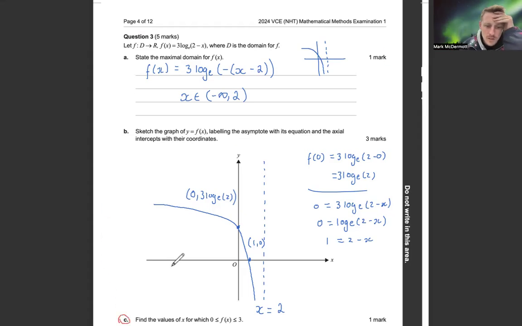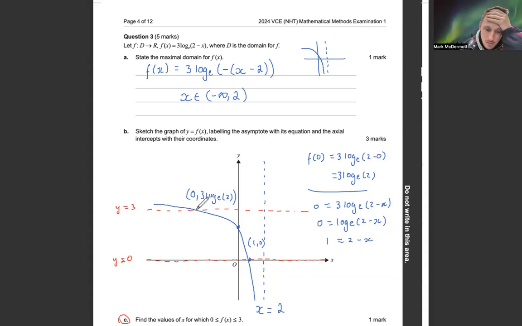All right, I'm going to try and squeeze question C in here. It says find the values of x for which f of x is between 0 and 3. Okay, so we need the y values of this function, so essentially the range to be between 0 and 3. So 0 is down here, obviously. 3, well, 1's there. Oh, no, it's not. 3 log e of 2 is there. So 3 might be there somewhere. So this is y equals 3. This is y equals 0. Well, f of x equals 0 and f of x equals 3.